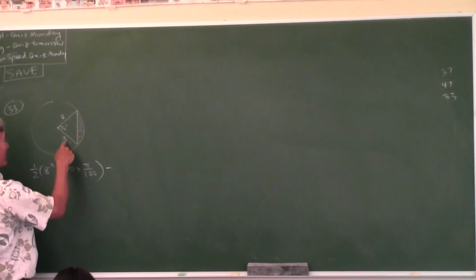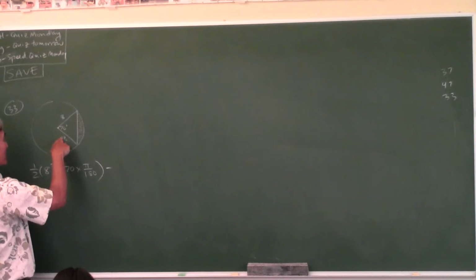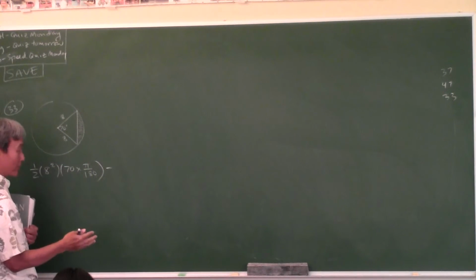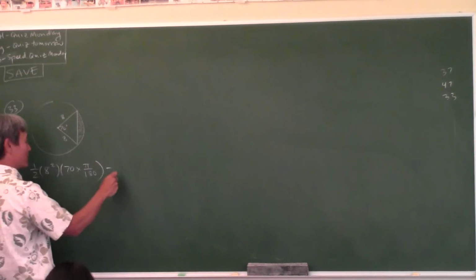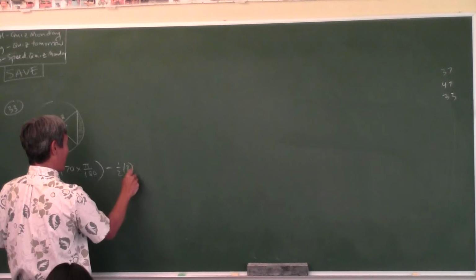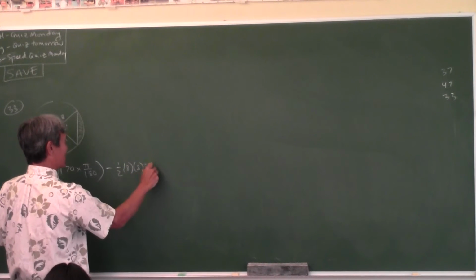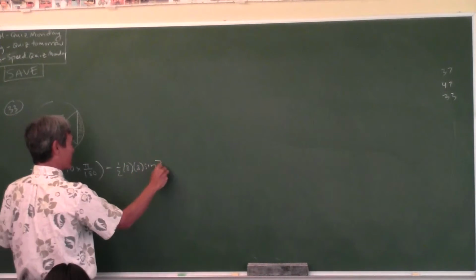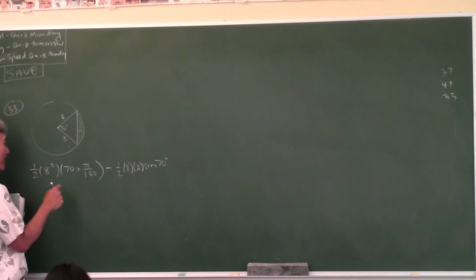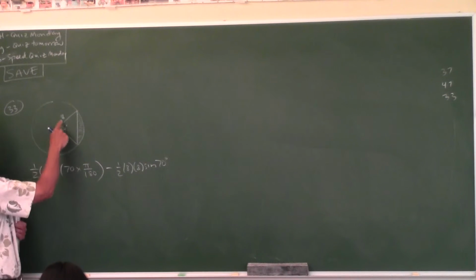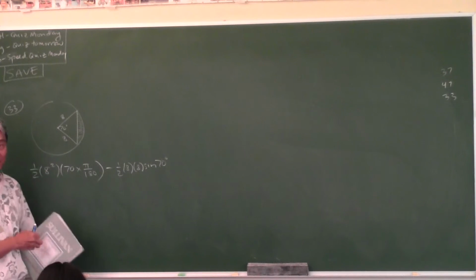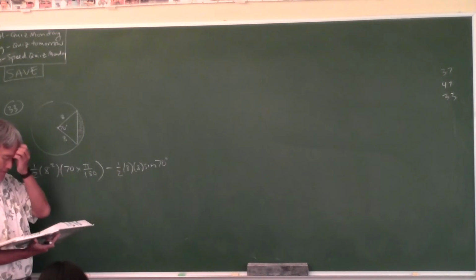And what's the fastest way to find the area of a triangle if you know two sides and the included angle? We learned this yesterday. 1/2 AB sine C, right? So 1/2 AB times the sine of this angle, 70 degrees. Take out your calculator, and then finish. Okay, so this problem is going to be on the test. You don't even have to ask. The only difference is you have different radius and different angle.